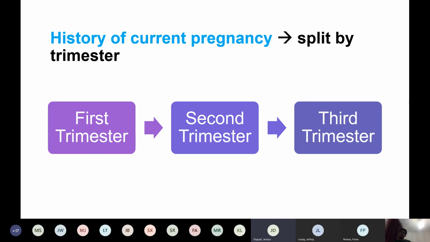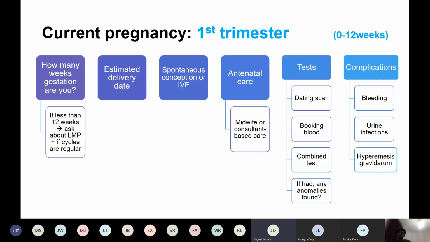Okay, so the first thing you want to do after you've taken the history of presenting complaint is go through the history of the current pregnancy. The easiest way to do this is to split it up into the different trimesters: first, second, and third. The first trimester is 0 to 12 weeks.